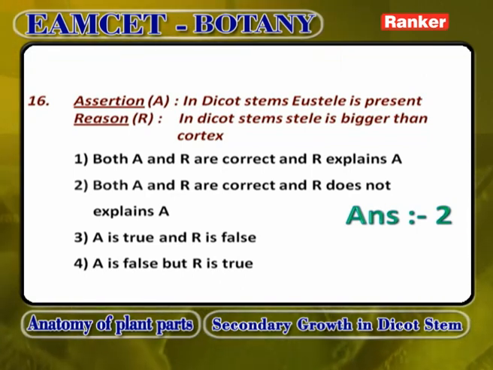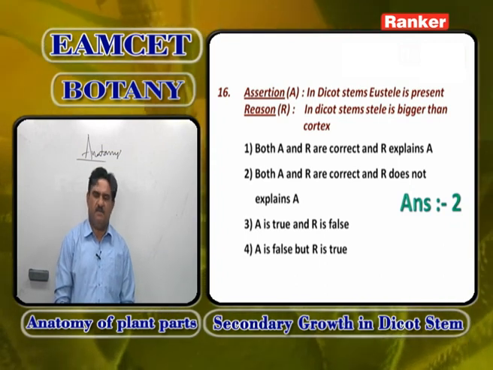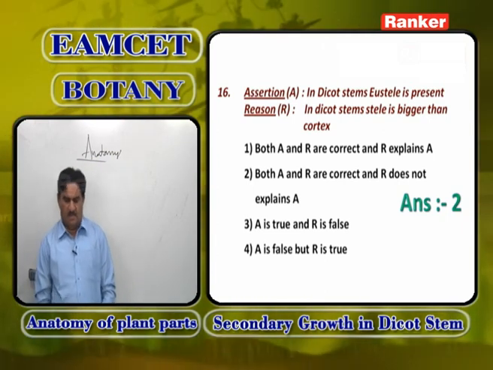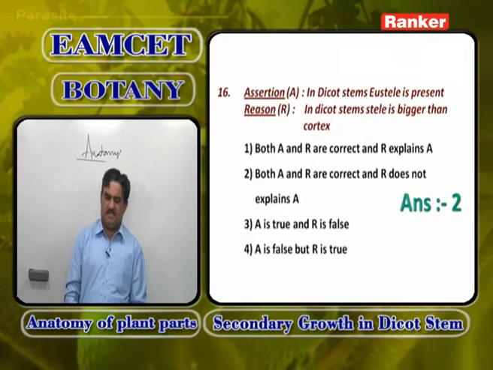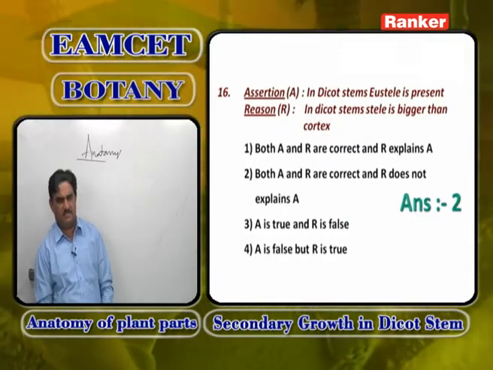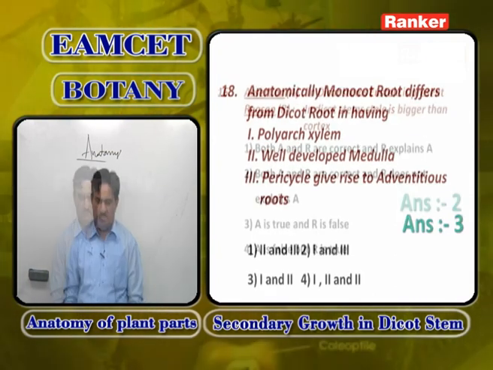But because the stele is bigger than cortex, eustele is not present. Eustele is present right from day 1 as the plant grows on the face of the earth. So, both A and R are correct. R does not explain A. In a dicot stem, eustele is present is correct: limited number of vascular bundles arranged in the form of a ring. In a dicot stem, stele is bigger than cortex is correct but not related to the assertion. So, A and R are correct, but R is not the correct explanation of A.